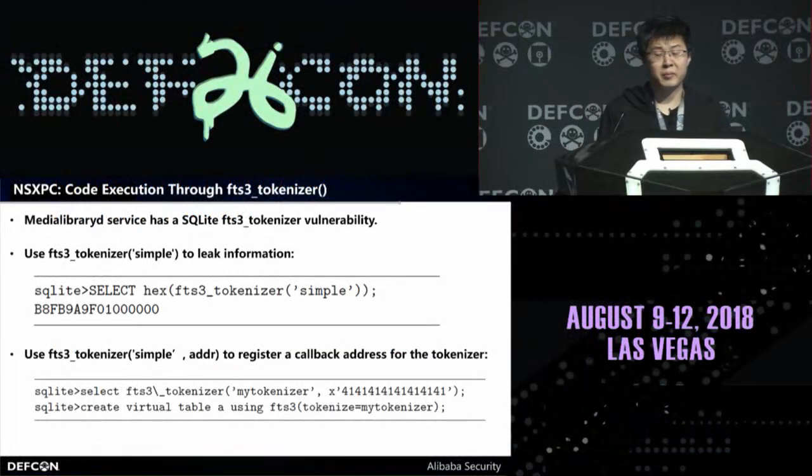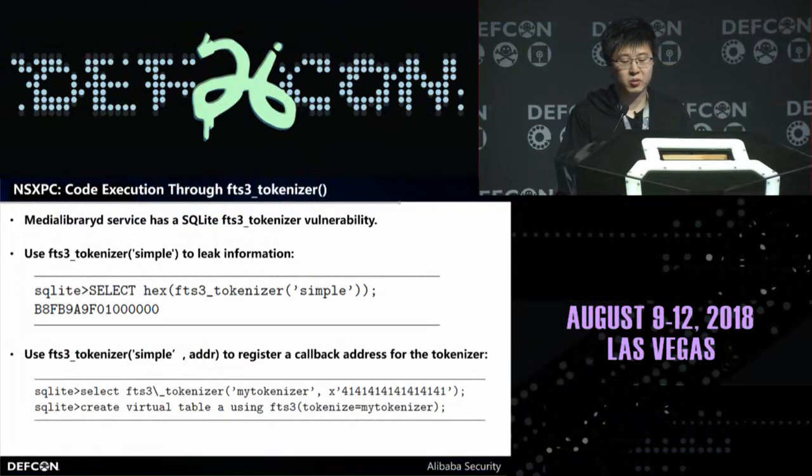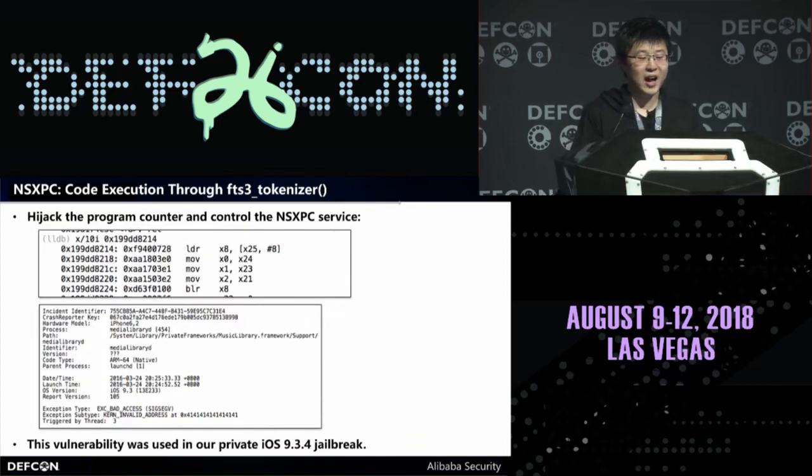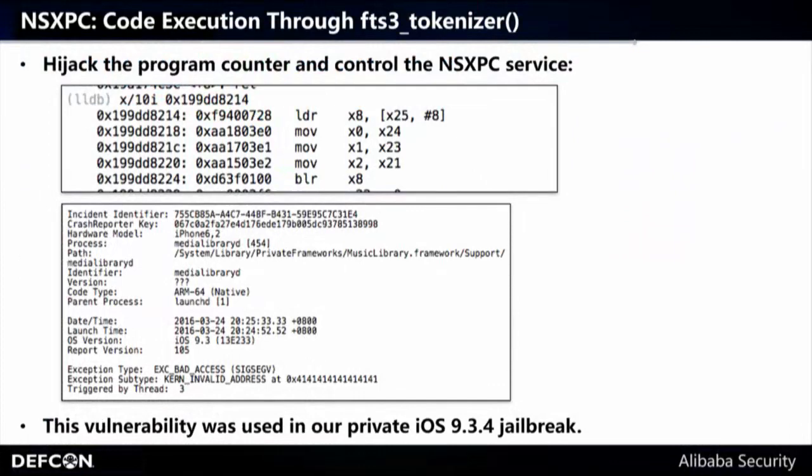For example, the first command can help us leak the address of the default tokenizer, which can help us bypass ASLR. In addition, an attacker can register a new tokenizer and trigger the callbacks using the following commands. The second command: because the callback address is set by us and the process doesn't check it, it's possible for us to hijack the PC register and control the NSXPC service as we want. This vulnerability was used in our private jailbreak.